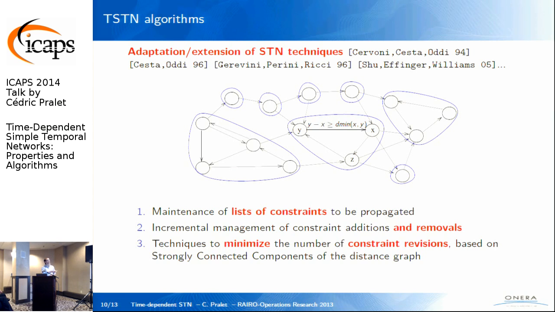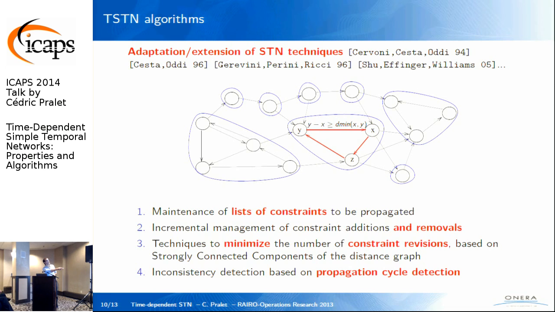We build a decomposition of the distance graph into strongly connected components, and this allows us to order constraint revisions. This point is important because in TSTN, revising one constraint using the earliest arrival and latest departure functions is more costly than in STN. So it is useful to minimize the number of constraint revisions. And last, we perform inconsistency detection based on the detection of propagation cycles, as in STN.